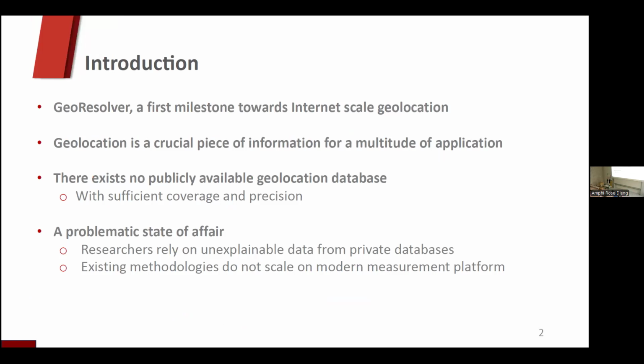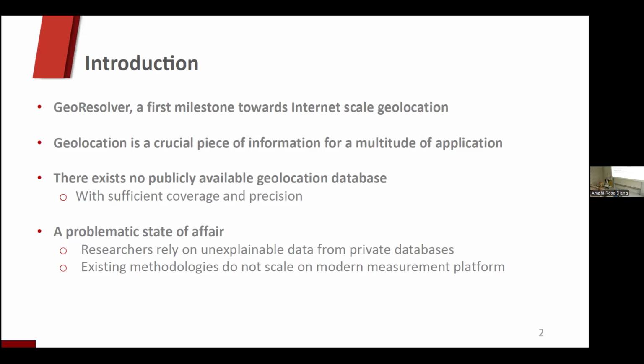So IP geolocation is very simple. It's about assigning geographical coordinates to an IP address. It might be one of the most important metadata one can retrieve from an IP address. It has applications in the industry for mapping a client to a server, in research for studies about censorship or outage detection, but also for policymakers for applying laws on the internet.